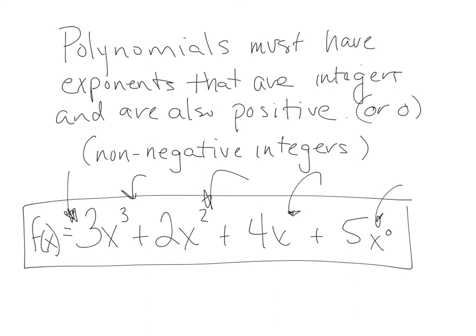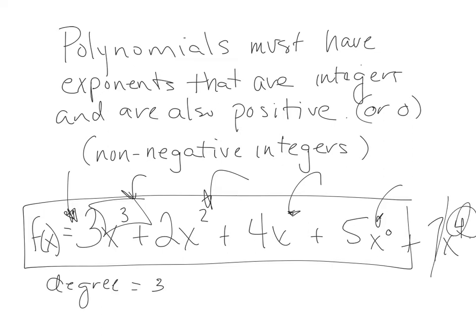All right? The degree of this polynomial is 3. It's the biggest exponent you can find. If down here at the end I would have had a 7x to the 4th, then the degree would be 4, and the leading coefficient would be 7. And if the x to the 4th was down here, then this wouldn't be in what we call standard form. Standard form needs the exponents written from biggest to smallest. All right? That's what standard form is.